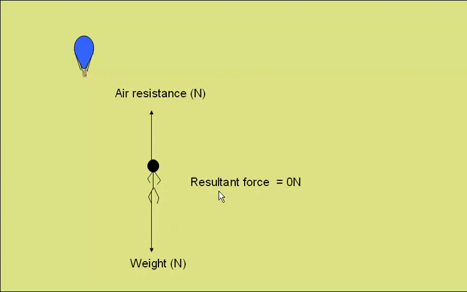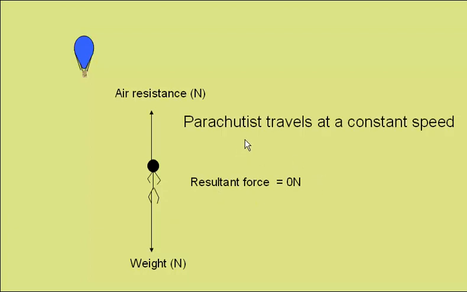A little bit later, and the parachutist's downward velocity will have increased further. His weight will not have changed, but now his air resistance has increased as his speed has increased, and now the air resistance is equal in magnitude but opposite in direction to the weight. So there is 0 resultant force, and the parachutist will travel at a constant speed. This is known as terminal velocity.